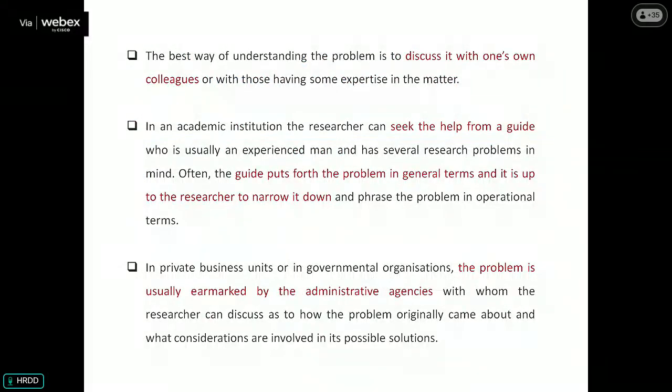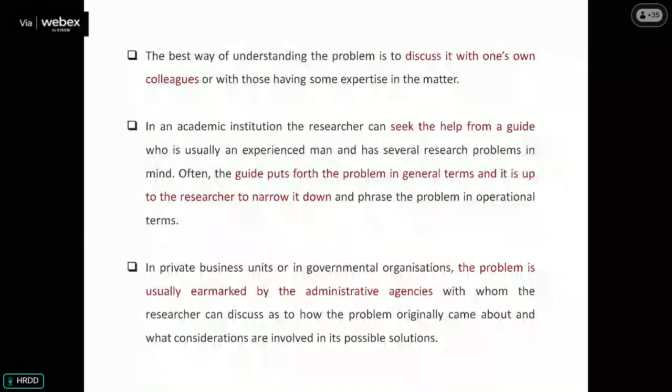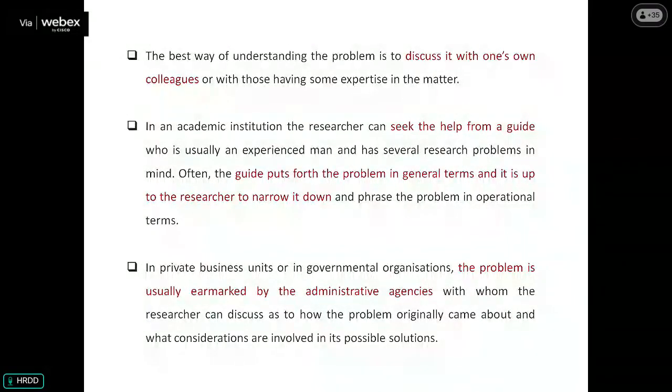The best way of understanding a problem is to discuss it with one's own colleagues or those having expertise in the matter. So these are the steps. We'll study details again. In what way can you be helped in formulating the problem, how can you take help? You can take help from colleagues, related area people, you can just inquire. Suppose you are coming from some university, you can contact those people, and here there will be guides, co-guides, and other people. With them you have to sit and discuss whether we will take up this problem, and how we will go ahead.